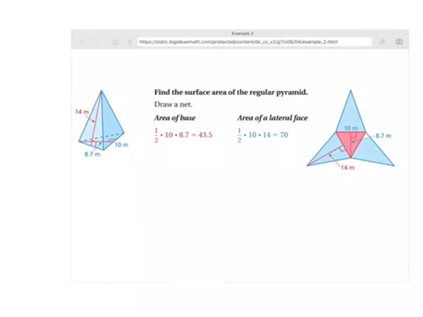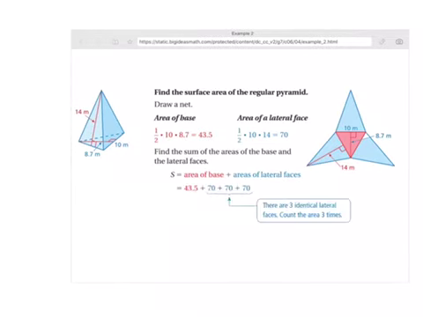And then you just repeat what we've already done to find the surface area. You're going to add the sum of the areas of the base and the lateral faces to find the total surface area. So the base was 43.5, and then how many lateral faces are there? 3. So you're going to have 3 of those 70. 70 plus 70 plus 70.